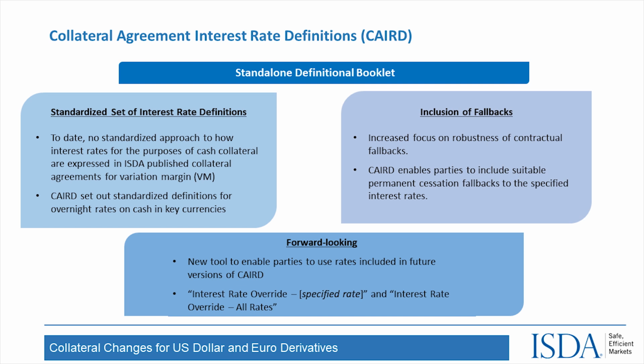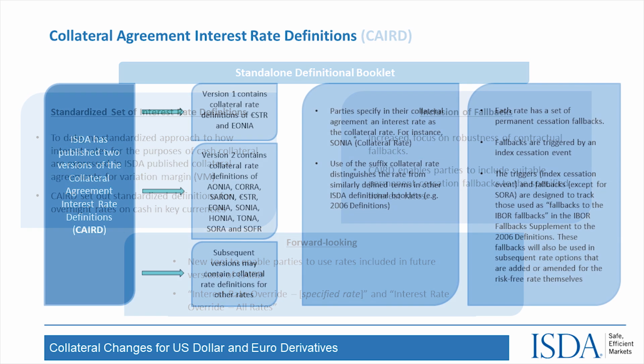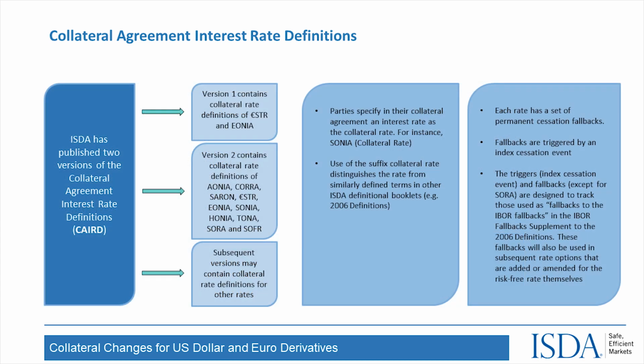I think that's best demonstrated with an example. So if you incorporated the first version of the definitions into your collateral agreement on an interest rate override basis, any non-standardized definition of SOFR that you might have in your collateral agreement would have been replaced by the standardized definition of SOFR collateral rate included in the second version of the definitions. Susanna, can we turn to you to take us through the definition booklet in more detail? Thanks, Rick.